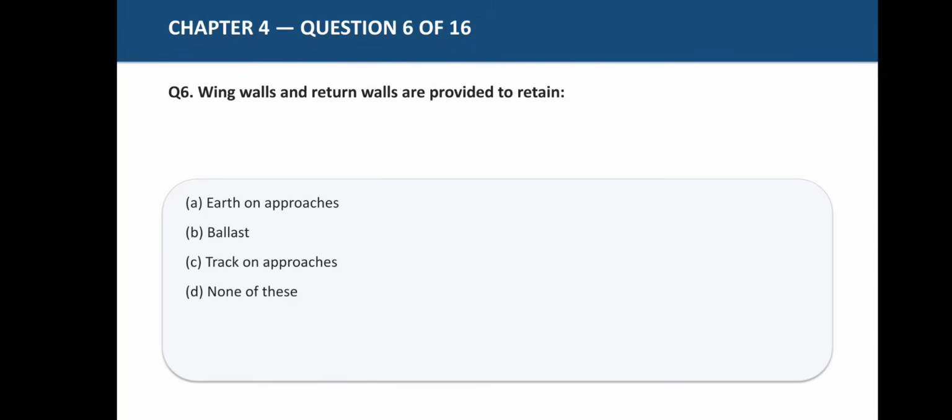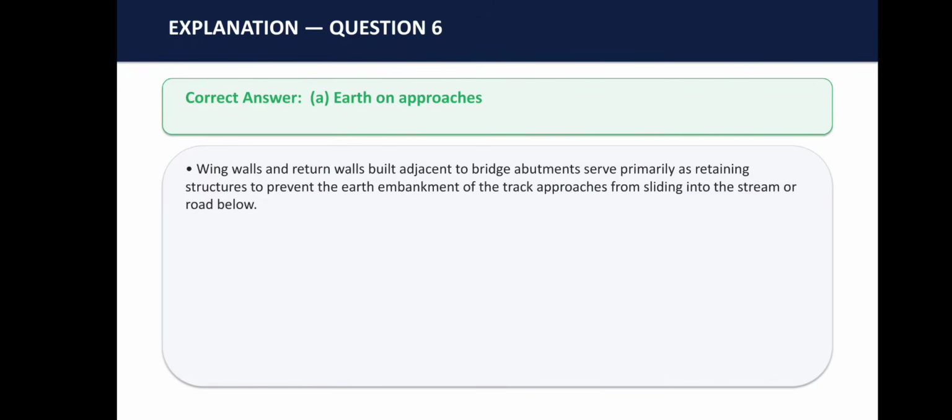Earth on approaches. Explanation. Wing walls and return walls built adjacent to bridge abutments serve primarily as retaining structures to prevent the earth embankment of the track approaches from sliding into the stream or road below.